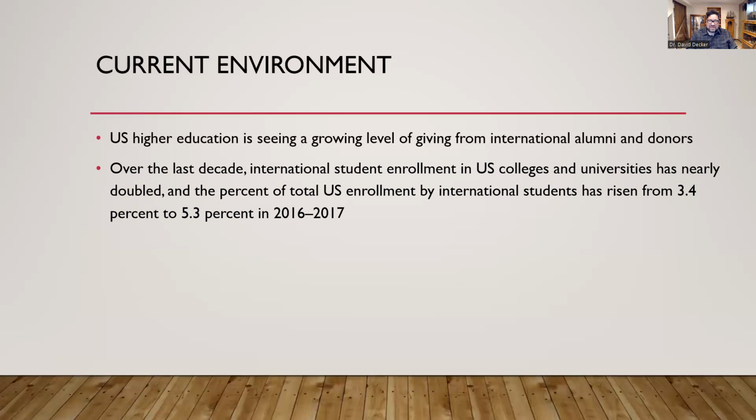Over the last decades, international student enrollment in U.S. colleges and universities has nearly doubled, and the percent of total U.S. enrollment by international students has risen from 3.4% to 5.3% from 2016 to 2017. And again, you can see it's just tremendous growth, but throwing on the brakes, you see it cuts off at 17. So you don't have the big 2020 coronavirus in there yet, or the invasion of Ukraine. And so, again, I think we're actually in a transition point, or at least a point where there's going to be a dip and maybe a resurgence.